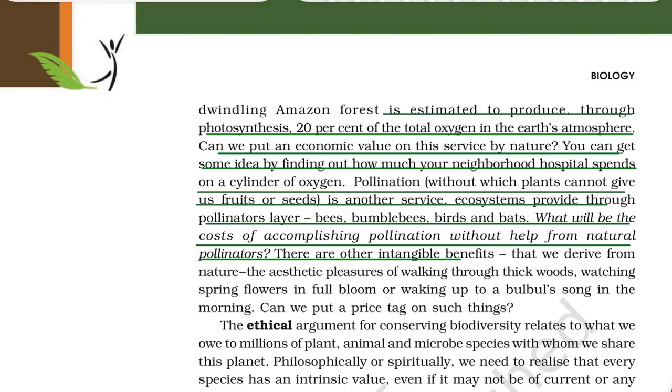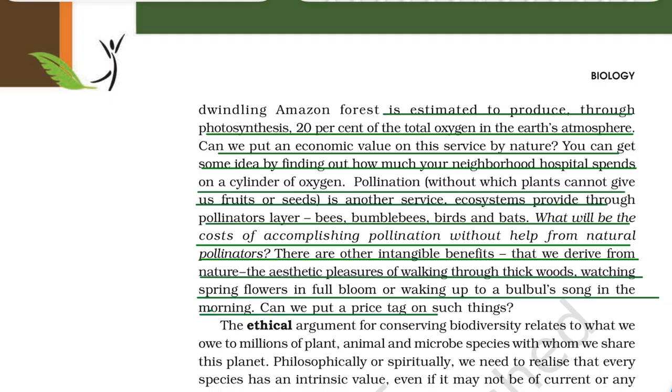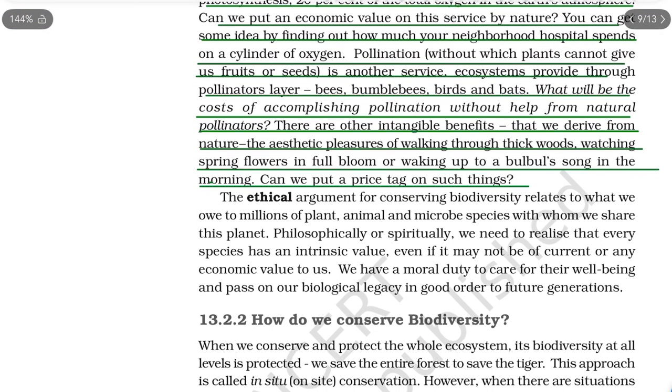There are other intangible benefits that we derive from nature: the aesthetic pleasures of walking through thick woods, watching spring flowers in full bloom, and waking up to a bulbul's song in the morning. Can we put a price tag on such things?